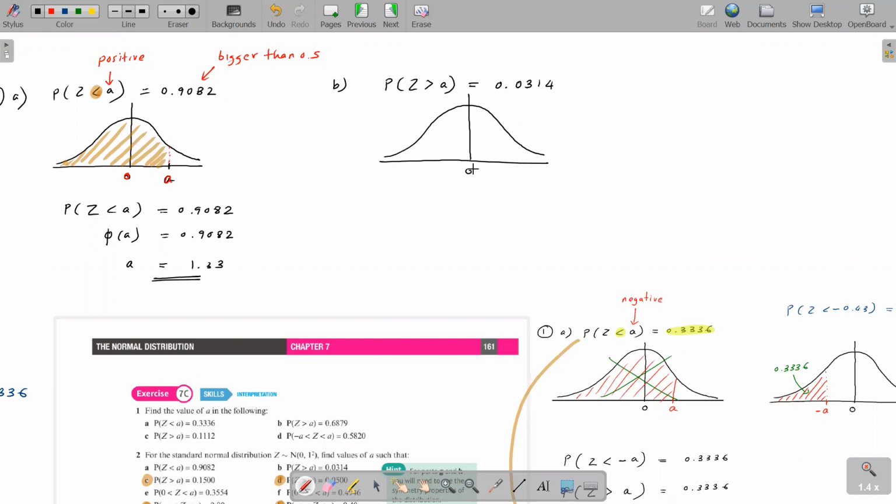This is the mean 0. So let's try. I'm going to first think of A as positive. If that doesn't work, then I'll cut the diagram and try the other side, because it has to work on one of the two sides. Now, in which direction are we shading?